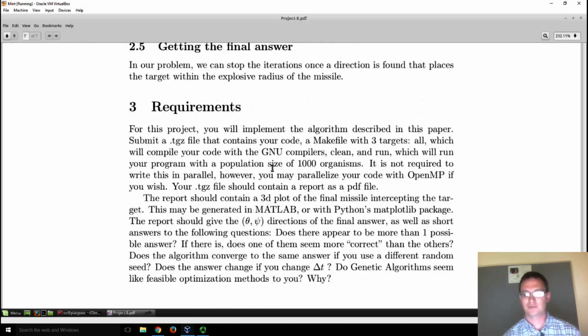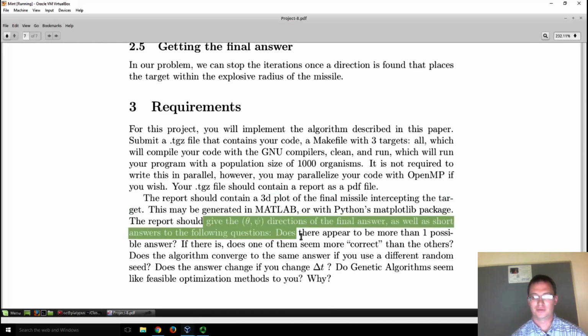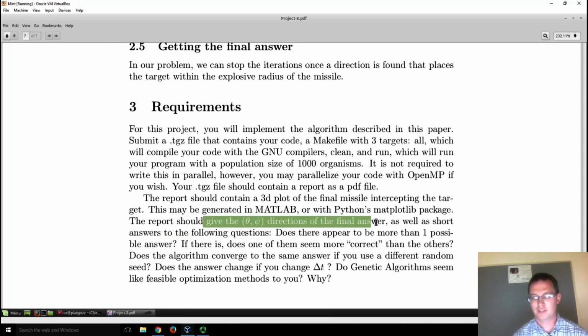Now I'm asking for a little bit more from this project as far as the report is concerned. First off, I want a 3D plot of the final missile intercepting the target. I want to know the direction, the theta and psi directions, as well as short answers to the following questions.